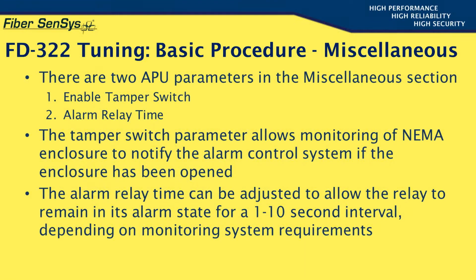There are two remaining parameters, and they're in the miscellaneous section of the parameter table. They include a tamper switch control and an alarm relay time control. If your NEMA enclosure is equipped with a mechanical switch that operates when the enclosure is opened, the tamper switch enable/disable parameter allows monitoring of that event. When enabled, the alarm control system is notified by the APU when the enclosure is opened. The alarm relay time can be adjusted to allow the relay to remain in an alarm state for an interval between 1 and 10 seconds. The setting for this will depend on the requirements of the alarm monitoring system.